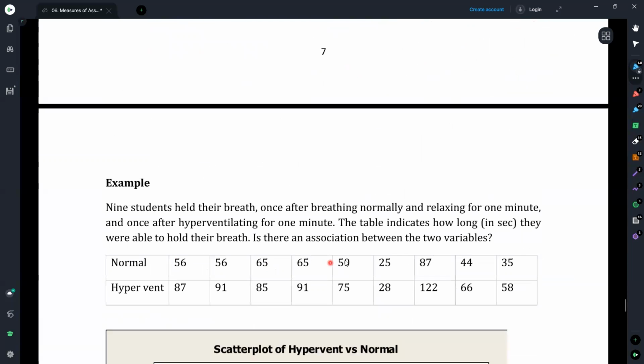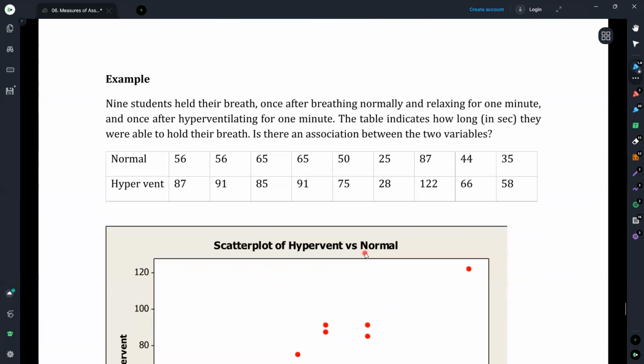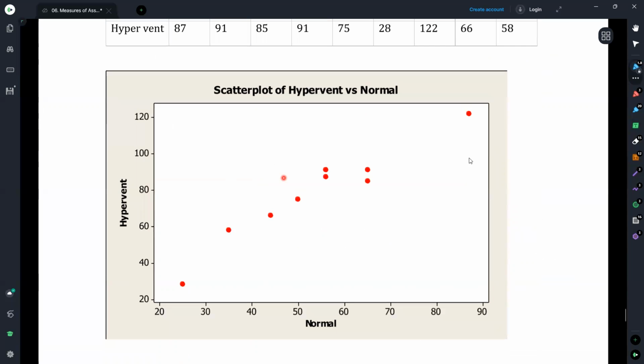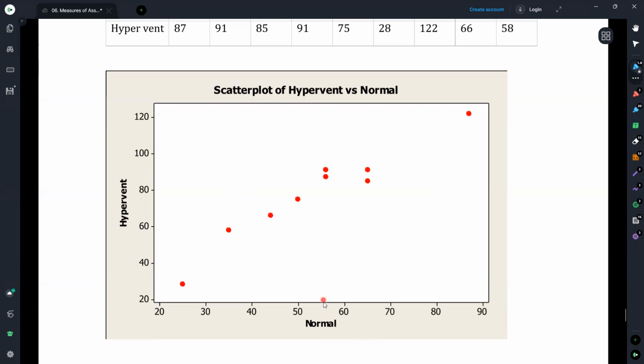As the first thing for the correlation analysis, I mentioned that we need to find out whether there is a linear relationship among the variables or not. We can use a scatter plot for this. Now I have created the scatter plot for the normal and the hyperventilated data provided. If I take a random point, the value is 56 under the normal and 87 under the hyperventilated. Therefore, 56 and 87 would be this point.